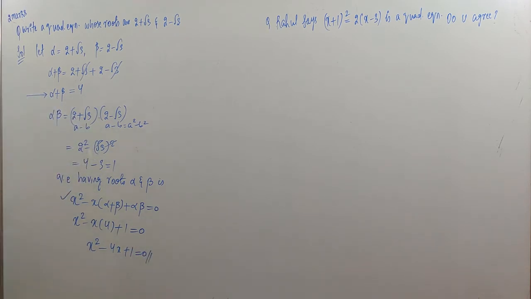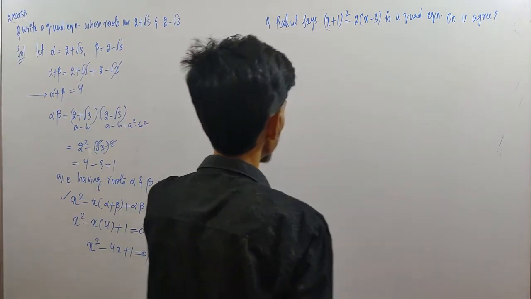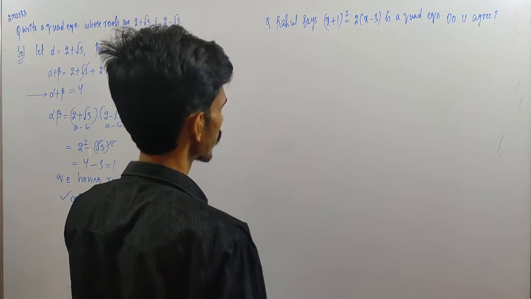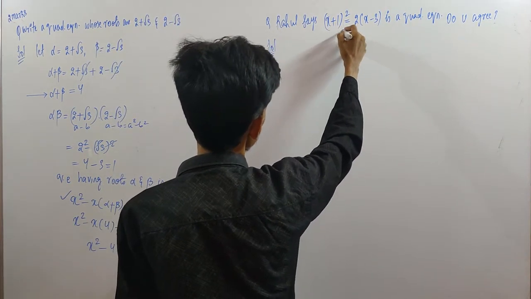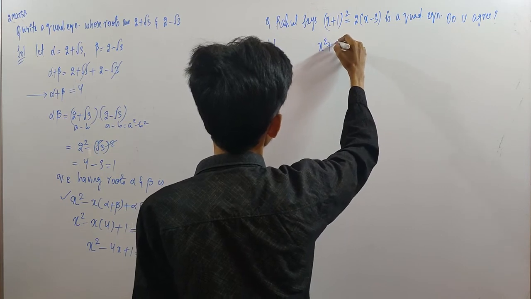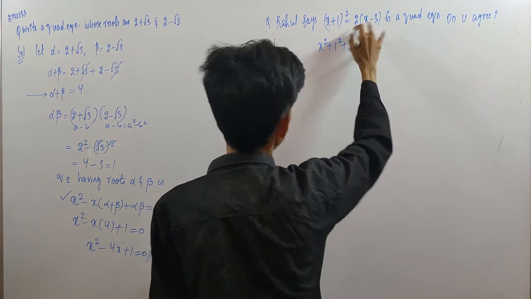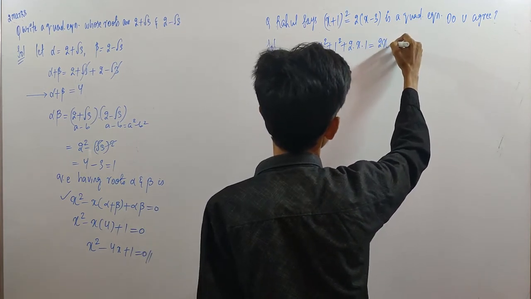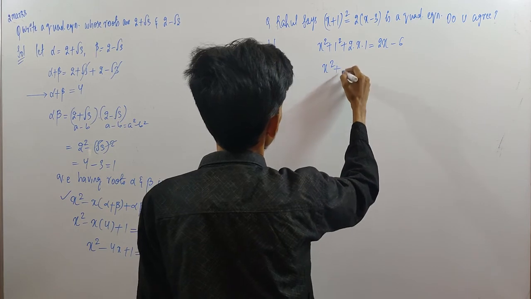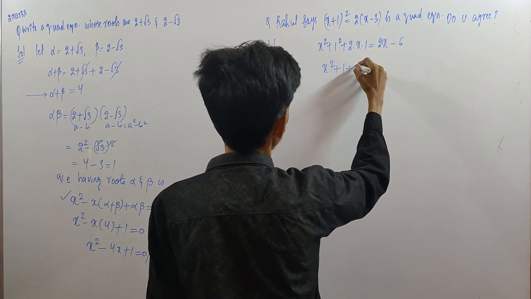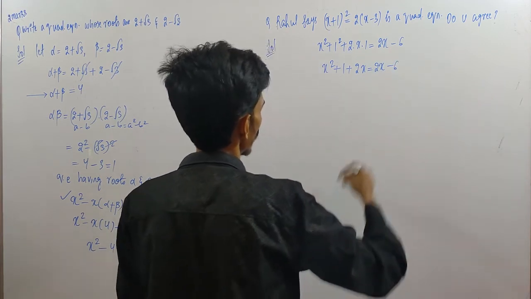In the next question, Rahul says (x plus 1) whole square equal to 2 into (x minus 3) is a quadratic equation. Do you agree? Now let us expand this. (a plus b) whole square is a square plus b square plus 2ab. Multiply this: 2 into x is 2x, 2 into 3 is 6. So this will become x square plus 1 plus 2x is equal to 2x minus 6.